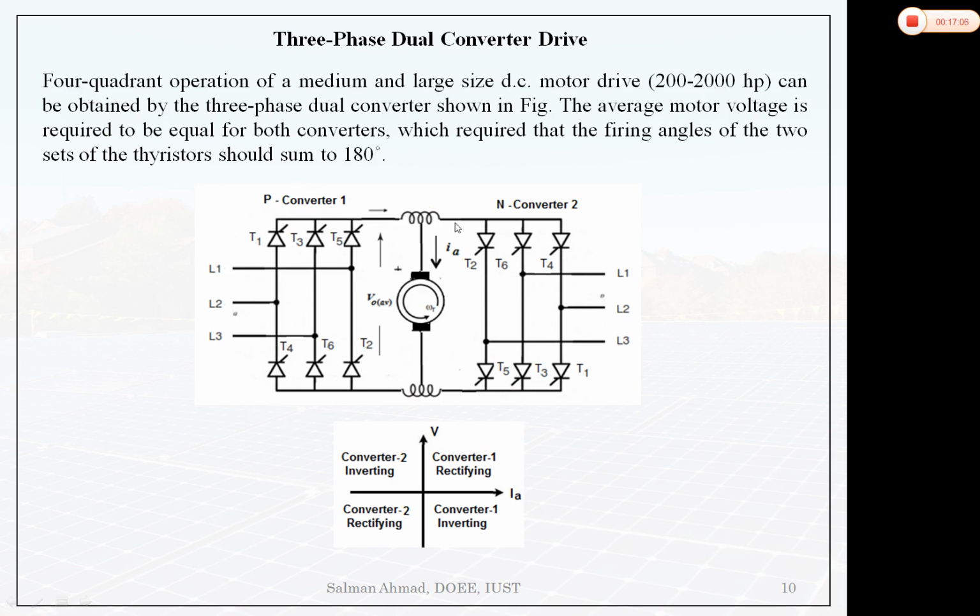If you want to reverse the current operation, we have to connect one anti-parallel thyristor set. So converter 2 operation will be in these two quadrants. Whatever firing angle we choose for the first converter, we can find the firing angle of the second by subtracting from 180. So alpha 1 plus alpha 2 will be 180. The summation of firing angles of converter 1 and converter 2 will be 180.